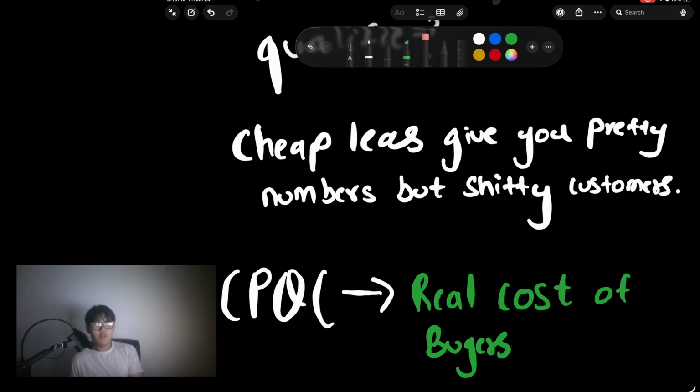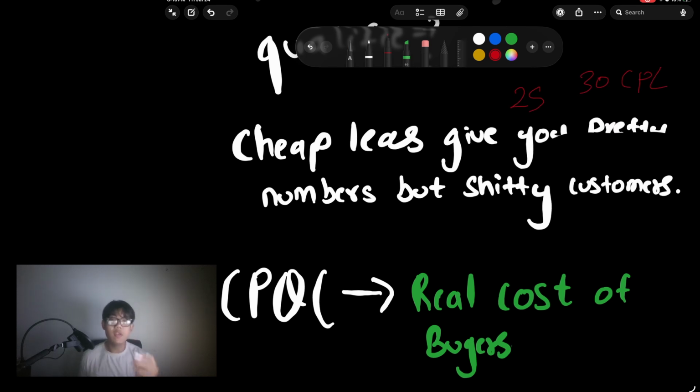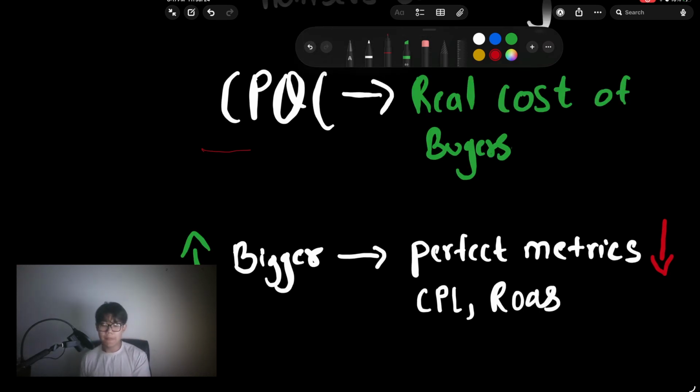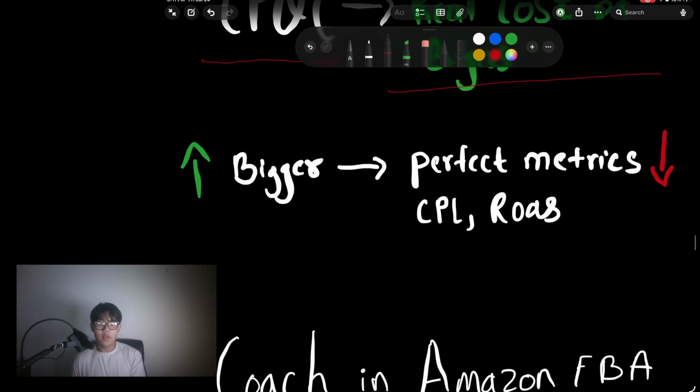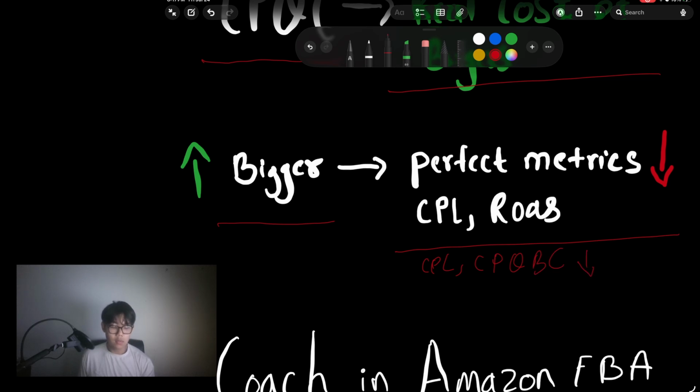And let me really be honest with you. Cheap leads give you pretty numbers. Yeah, of course. They give you like 30 cost per lead. They give you 25. I've even seen as low as $8. So your cost per qualified call is what your real cost of buyers is. Now, the bigger you go, your perfect metrics always go down. Your CPL, or in this case, cost per qualified booked calls, goes down. Your ROAS goes down, right?